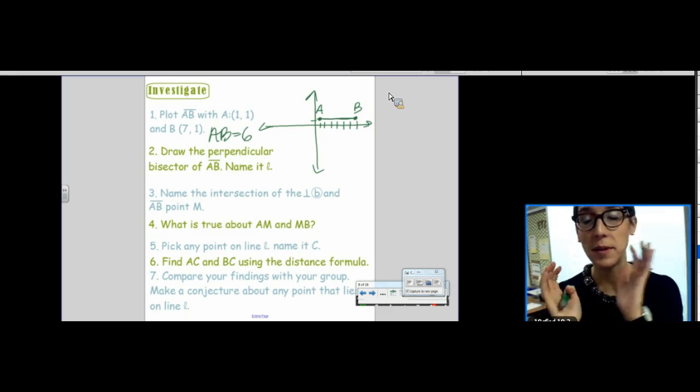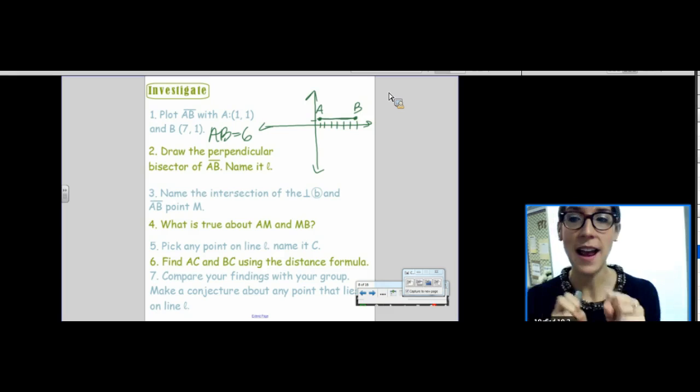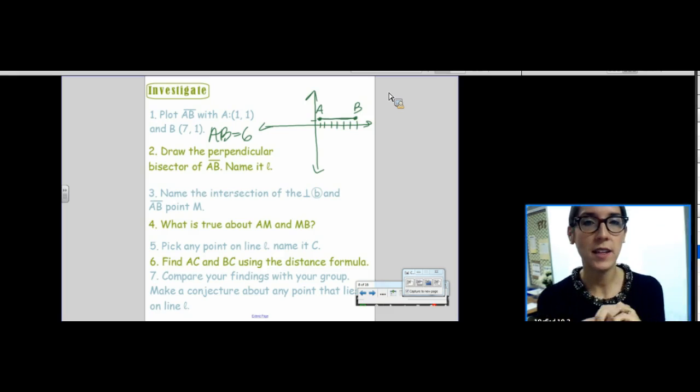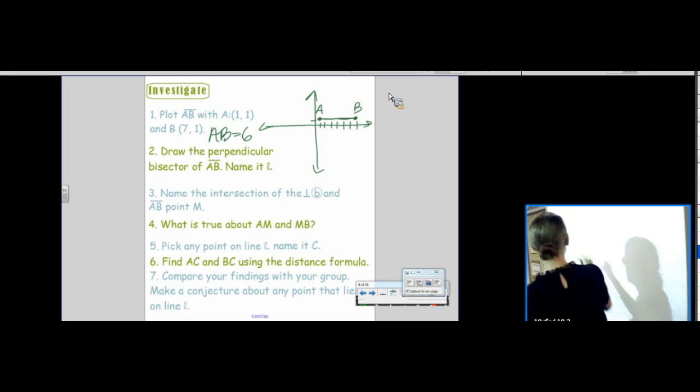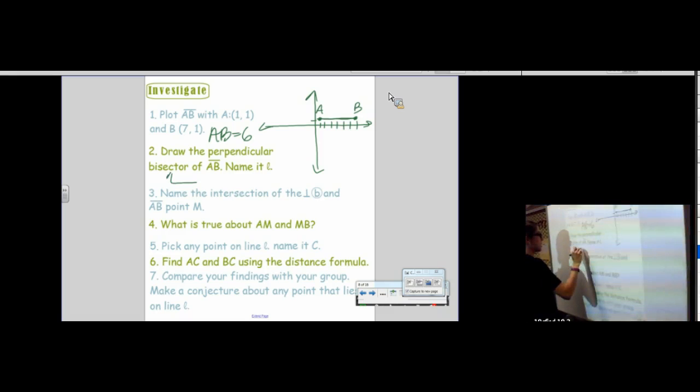Remember we talked about that is a loaded word, right? There's a lot in that word. Perpendicular means let's make sure it intersects at a 90-degree angle. And bisector means let's make sure we go through the midpoint. So what is the midpoint of your segment? What's the midpoint of AB? So we need a bisector. We need a midpoint.